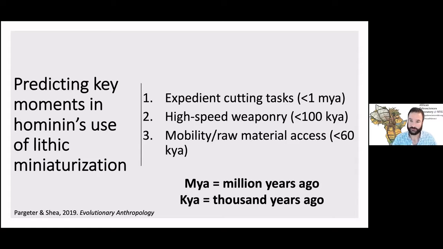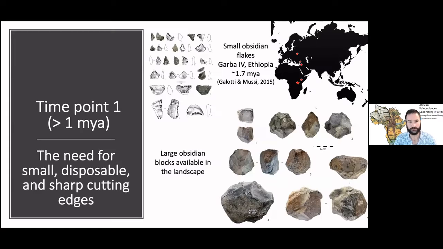And if you're stuck for raw material, you don't have a lot of rock at your availability, you're going to try and use as much of it as you can. And so these processes should again lead to a different kind of increase in miniaturization after about 60,000 years ago. So let's take a look at the evidence now in support of these.